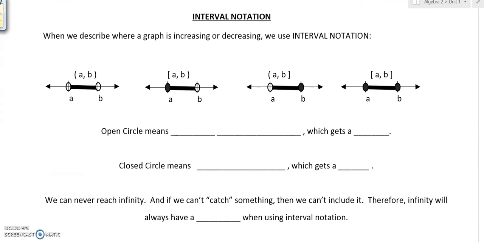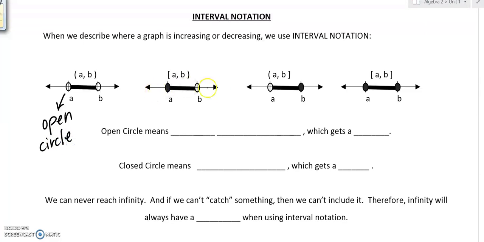Next we have interval notation. When we describe where a graph is increasing or decreasing, we use interval notation. Let's get a few things down about this. Looking at my first graph, on the line I have some open circles. Let's just label those so you know what that is. We have an open circle.